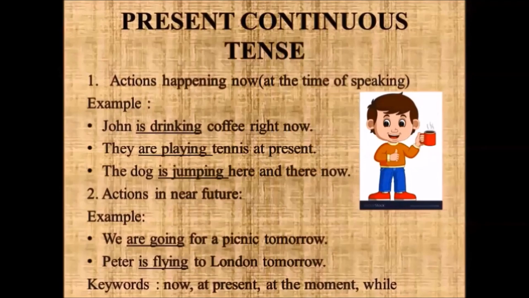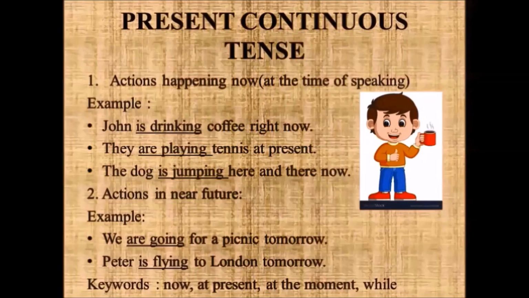Where do you use present continuous tense? We use present continuous tense in two cases. The first one is whenever you're going to represent some action that is happening at that moment. For example, John is drinking coffee right now. So John is a boy. He is drinking coffee at that moment. The action of drinking coffee is happening at that moment. So you use present continuous tense, is drinking. The same way, they are playing tennis at present. The dog is jumping here and there now.